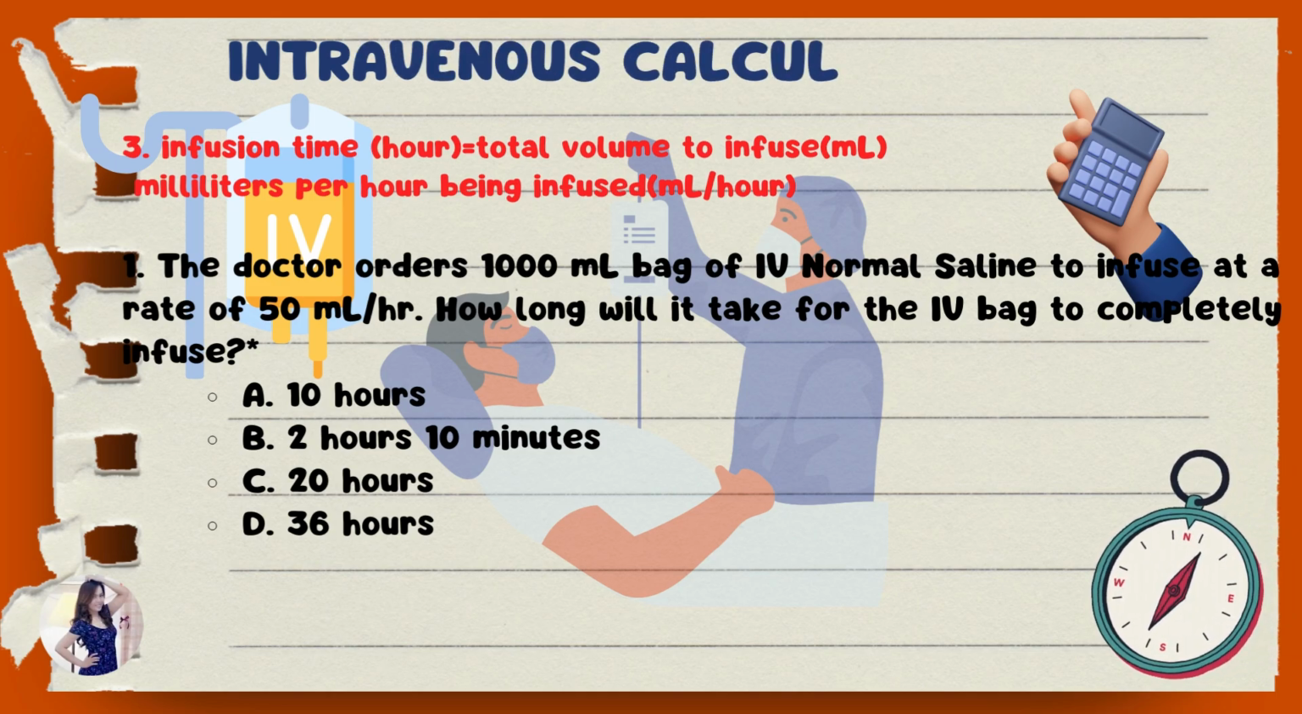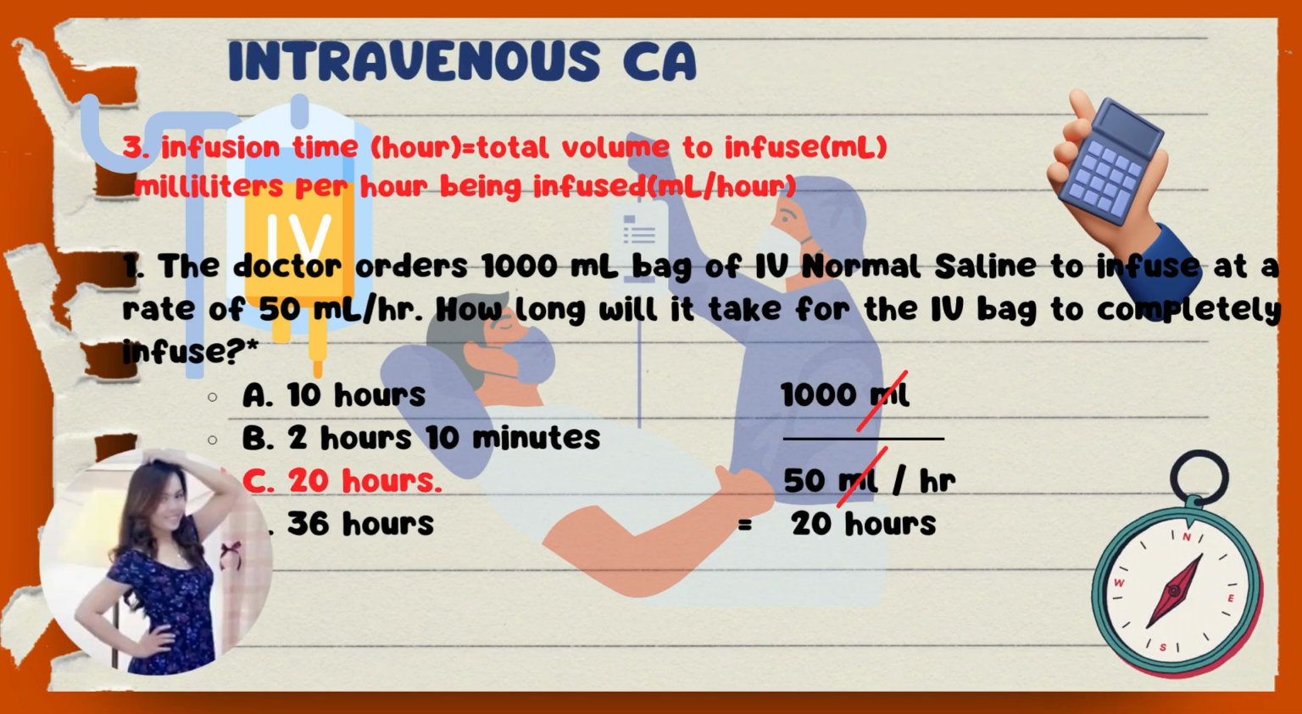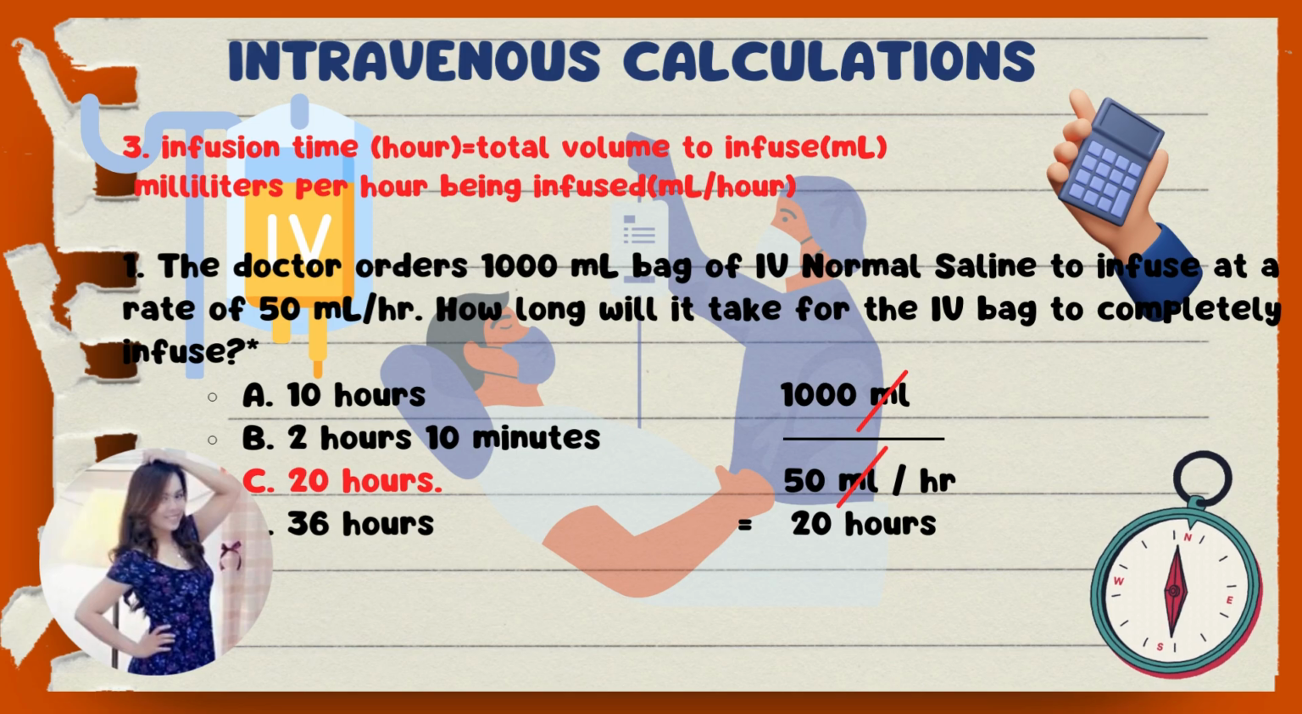Another example, the doctor orders a 1000 ml bag of IV normal saline to be infused at a rate of 50 ml per hour. How long will it take for the IV bag to be completely infused? A. 10 hours. B. 2 hours and 10 minutes. C. 20 hours. D. 36 hours. The answer is 20 hours. The computation is 1000 ml of IV divided by 50 ml per hour equals 20 hours. So the IV of 1000 ml will be infused for 20 hours.